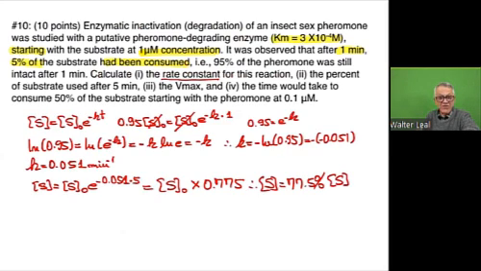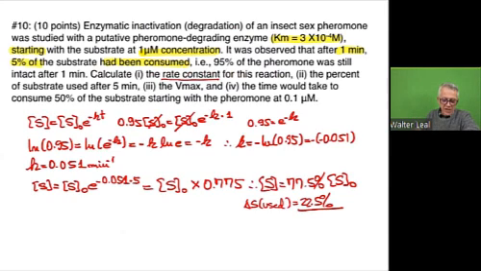So how much was used? If you still have left over 7.7%, it's because you used only 22.5%. The delta S, the amount used, was 22.5%. Okay, 22.5%.